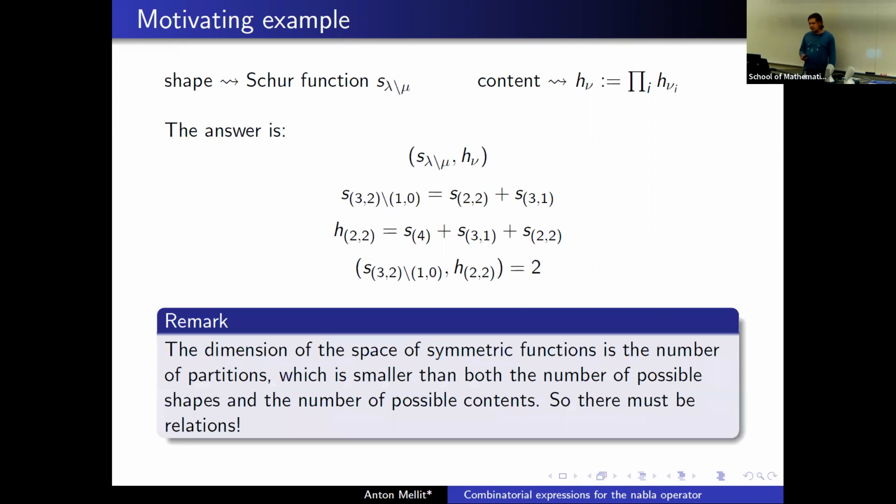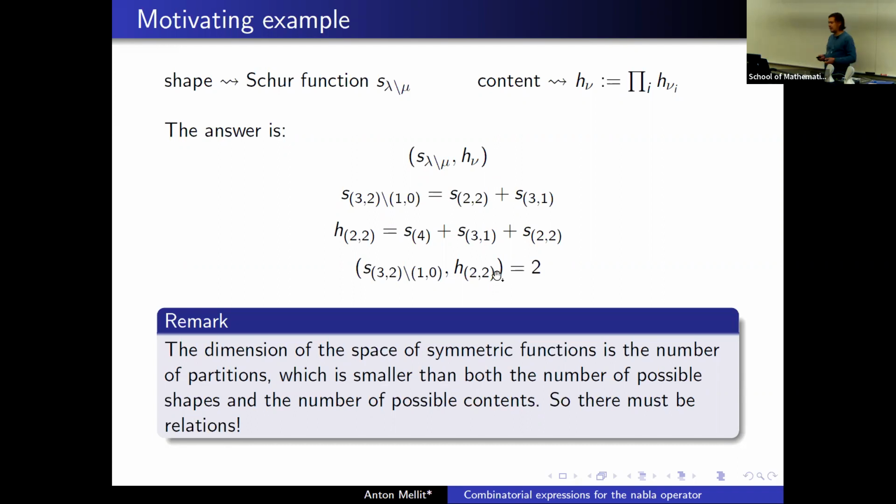So now let's focus a little bit on this scalar product formula. On one side, this is something coming from the shape. On the other side, something coming from the content. And the point is that the dimension of the space of symmetric functions of that degree is the number of partitions. And it is smaller than both the number of possible shapes and the number of possible contents. Because in contents, you can have, like, 3, 1 and 1, 3, for instance. They're considered different, strictly speaking. And so there must be something interesting hidden in this statement.